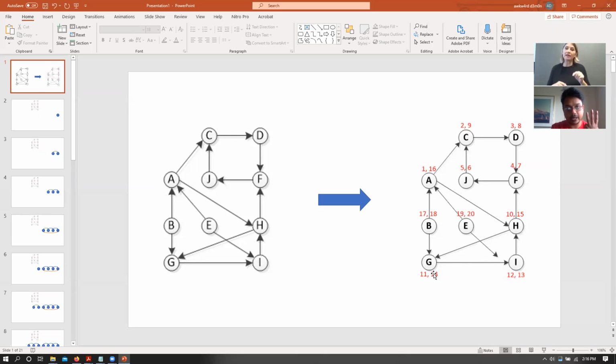In this particular scenario, I think we have 3 trees, right? 3 DFS trees. One for A, C, D, J, F, H, I, G. That is this entire tree. And 1 tree for B and 1 tree for E.